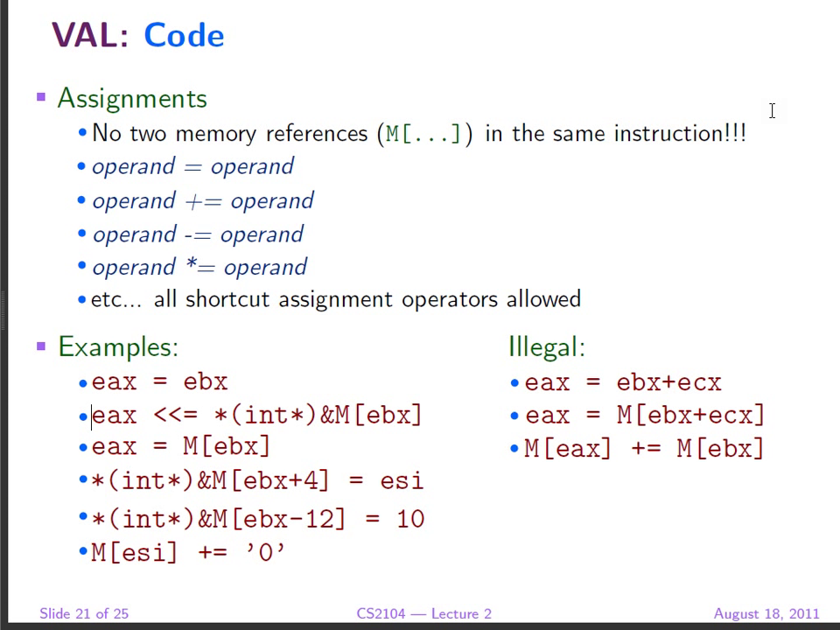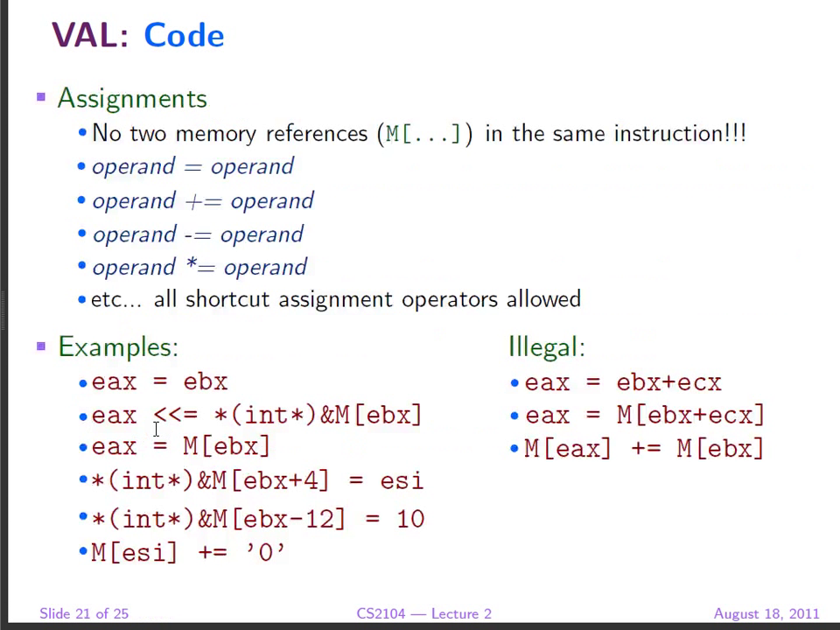All right, for code, we allow only very simple assignments, assignments of two operands, or the shortcut assignment between two operands. So these are all the ones that we allow. Operand is assigned operand, operand plus equal operand, operand minus equal operand, operand star equal operand, and all the other ones. Shift equal, percent equal, division equal, and equal, or equal, that are performed only between two operands are allowed.